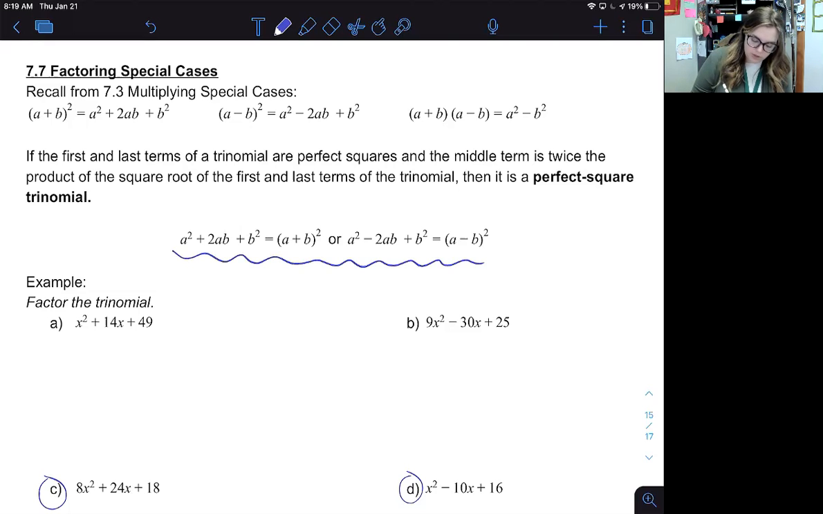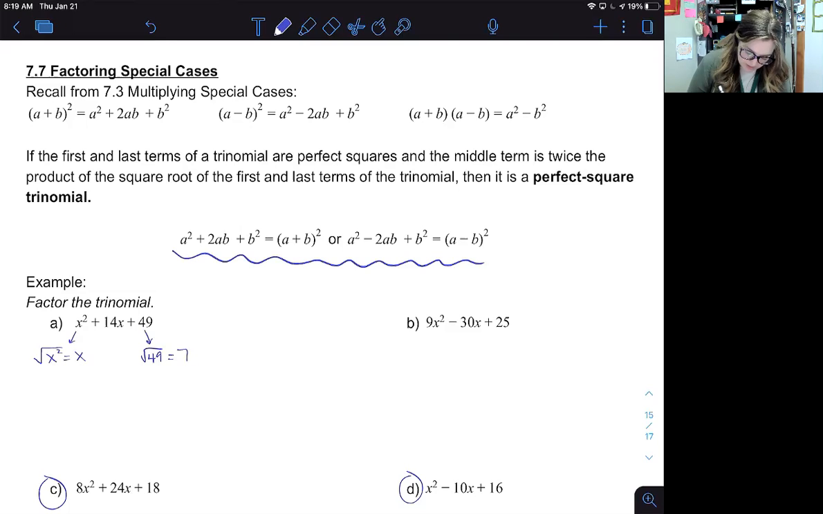So if we look at our first term, if we try to take the square root of x squared, we get x. And if we look at our last term, 49, it's a perfect square. And if we take the square root of 49, we get 7. Okay, so that's your first step. Check to see if the first and the last are perfect squares. They are. Now we want to check our middle term.